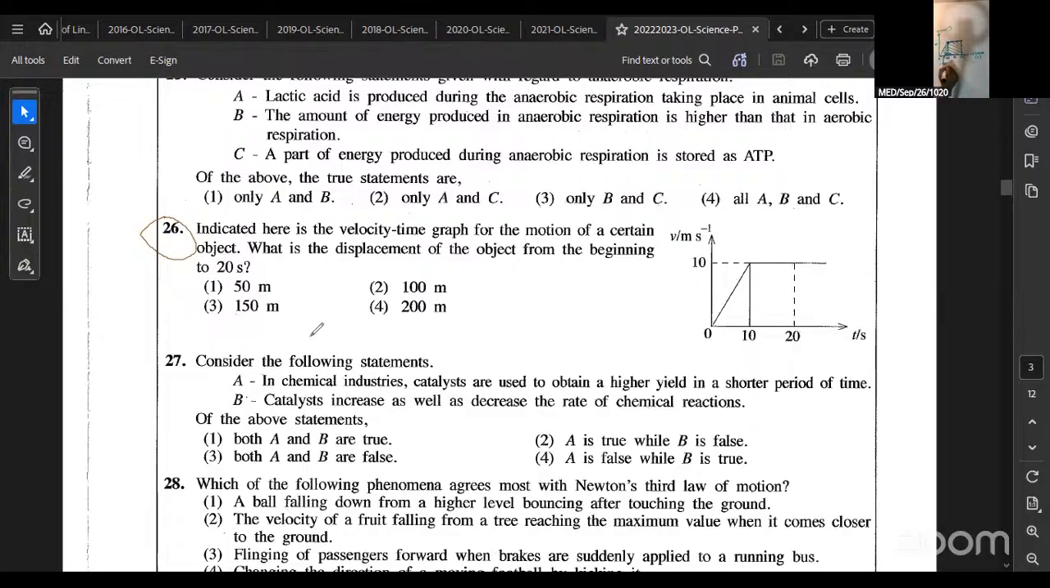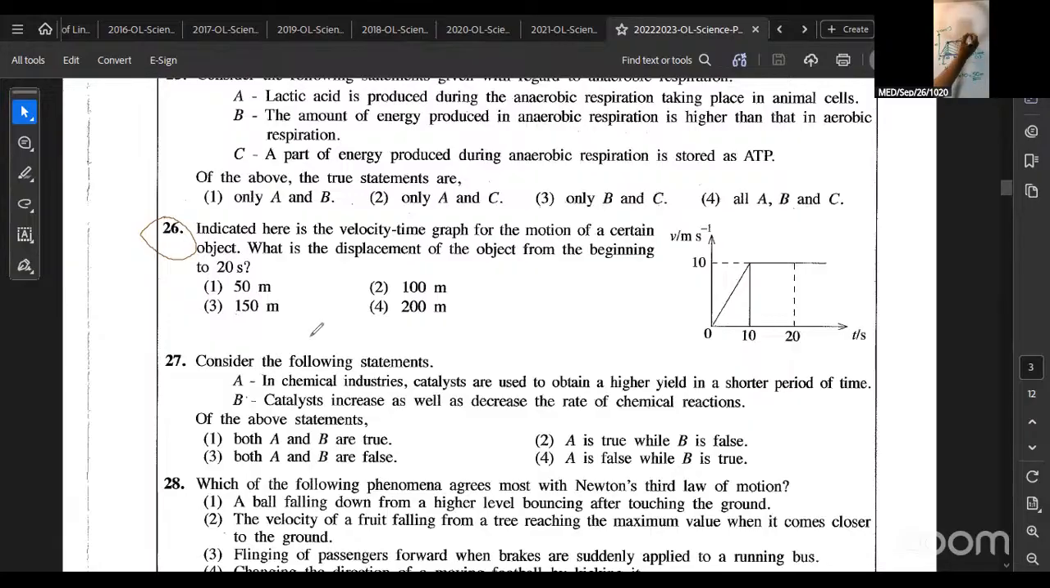What is the area of a triangle? Half times base times height. Half times, what is my base? 10 minus 0, 10. What is the height? 10. Okay, half of 10 is 5, 5 times 10 is 50. 50 meters. Right? I found the area of the triangle.